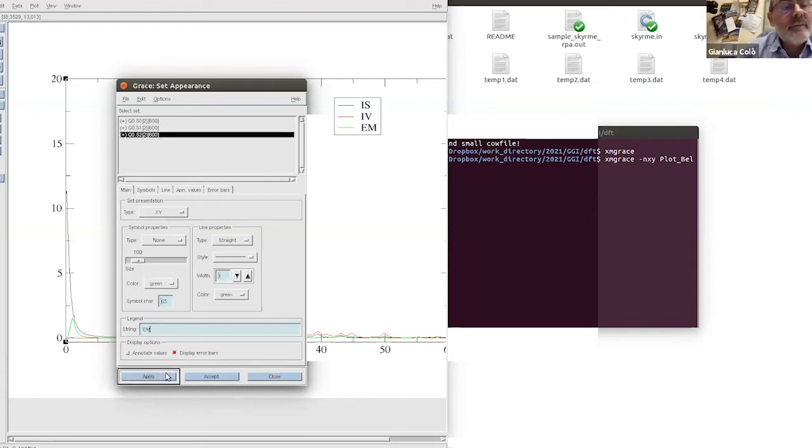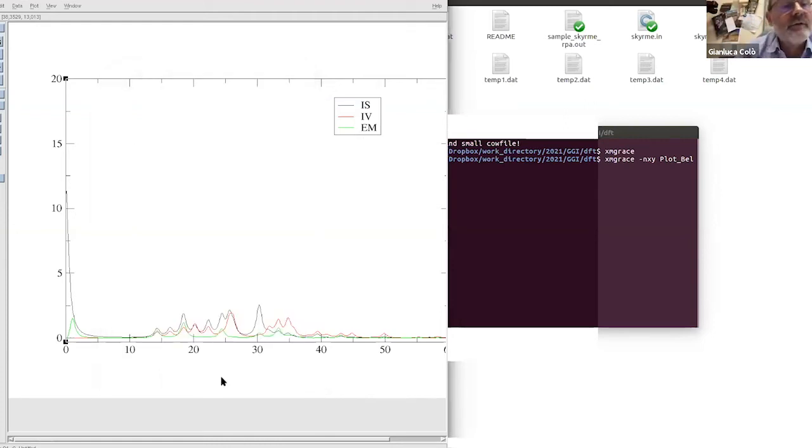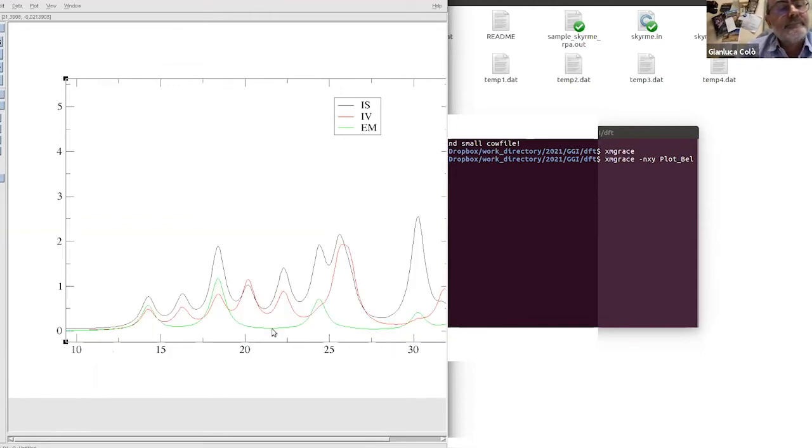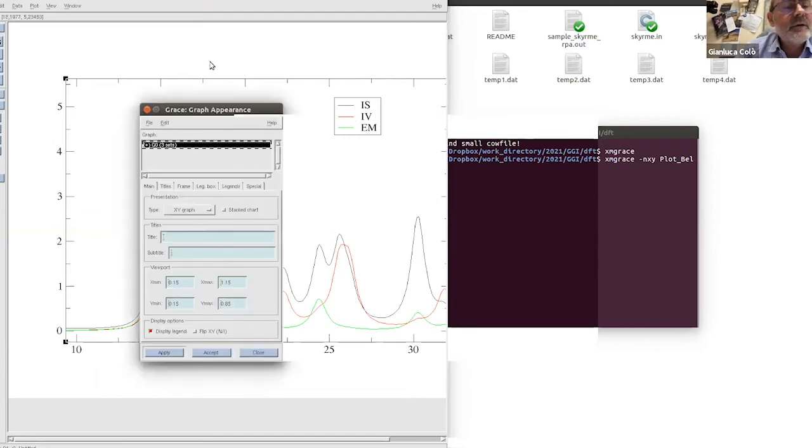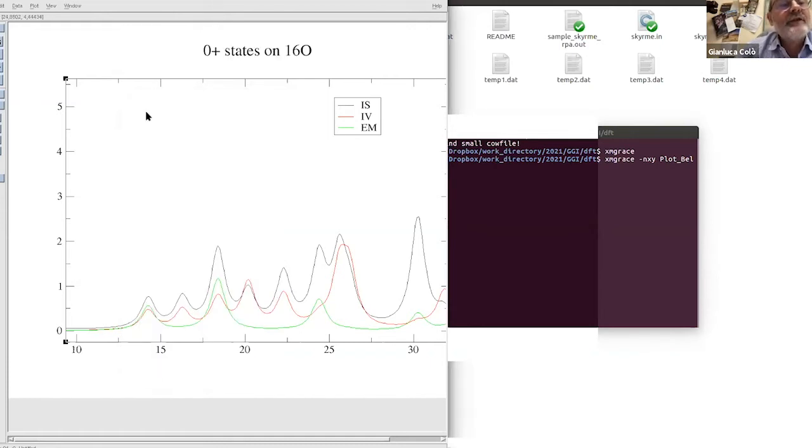Maybe you try to make the plot, let's say, from 5 to 20 MeV, so the region of interest is more visible, maybe from 10 to 30, something like that. Is this the 0+ or 3- case? I think this is... Ah, this is oxygen 16.